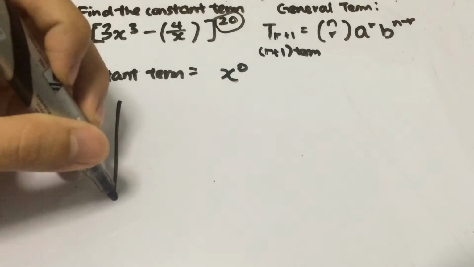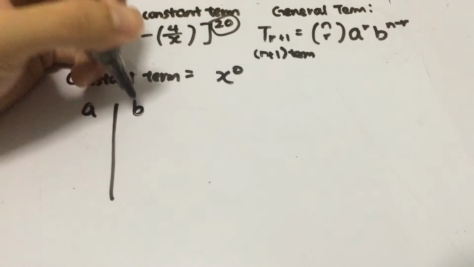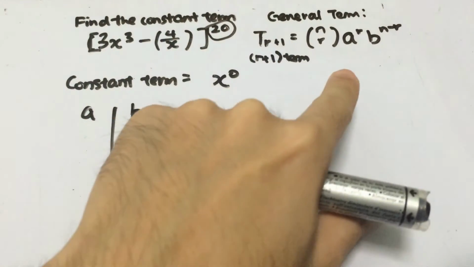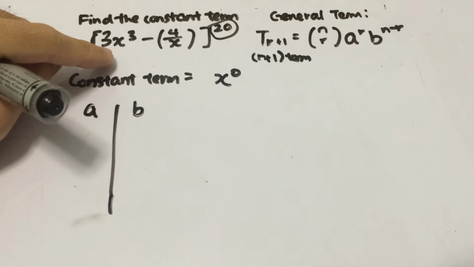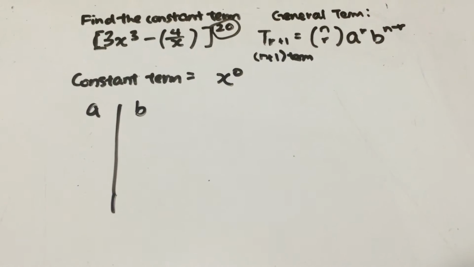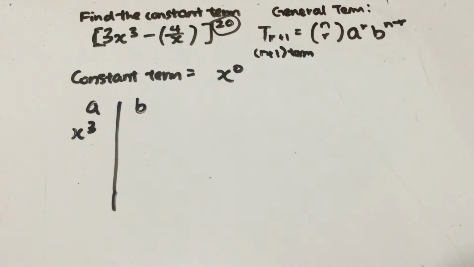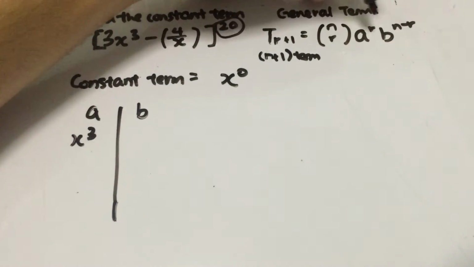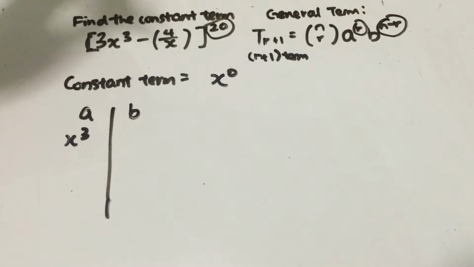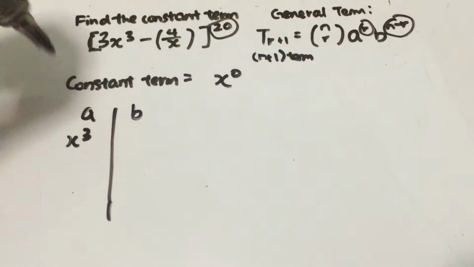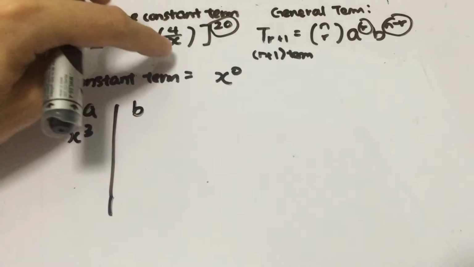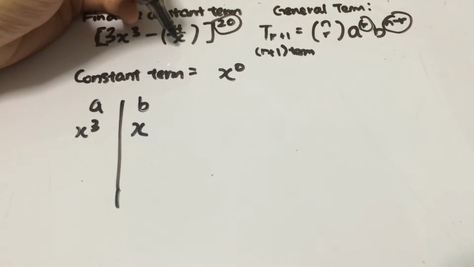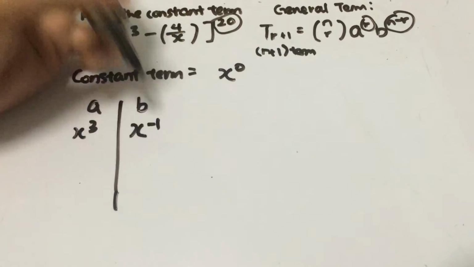I'm going to imagine that there are two terms. One is A, the other one is B, and I'm going to determine what my A and my B are. Based on the general term, my A is 3x cubed, am I right to say that? But we will focus on the x itself. So my A is x cubed and my B is 4 over x, but we just focus on the x. Because the x is below, bringing it up it is x to the power of -1.